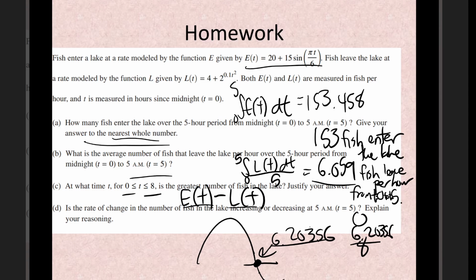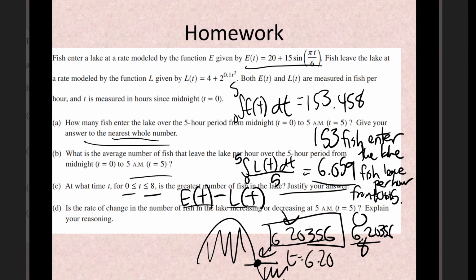The other way to do it is to say I'm increasing before, I'm decreasing after, so it has to be a maximum at 6.20356, because the number of fish is less on either side. That's the high point. Either way, that's a good justification. And so that point, t equals 6.204, was the right answer for the time that it's at a maximum.